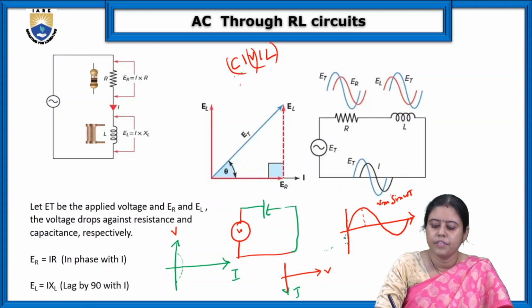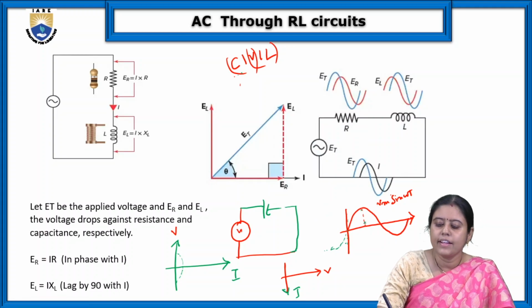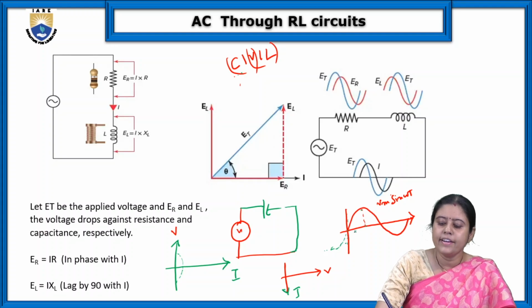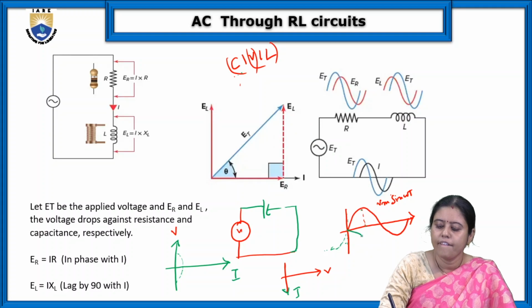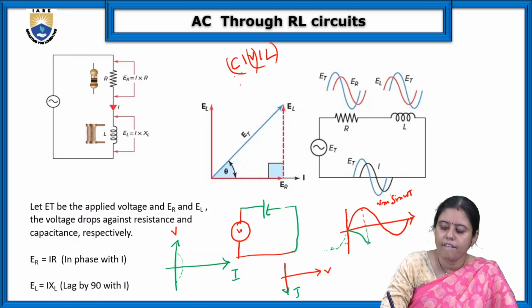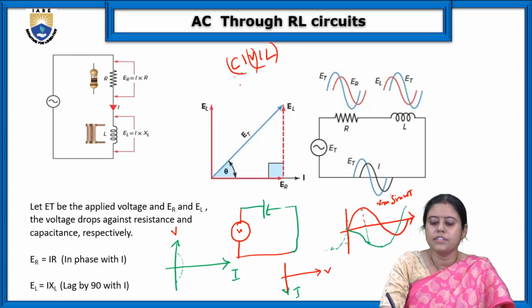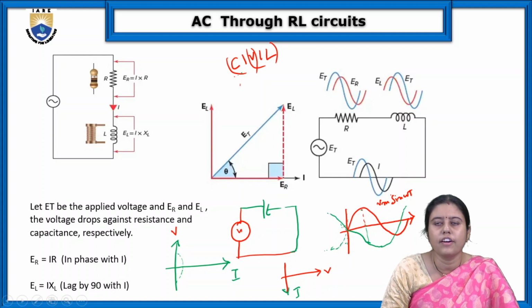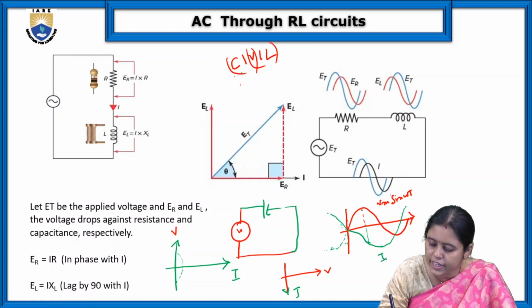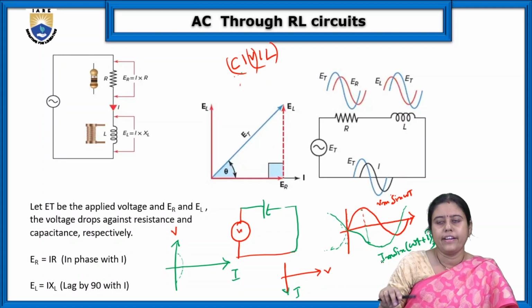Say here the current will start, and here the current will get the peak. So this is the current. Current will start before only. So what is the current equation? Im sin(omega t plus pi by 2), or plus 90 degrees.